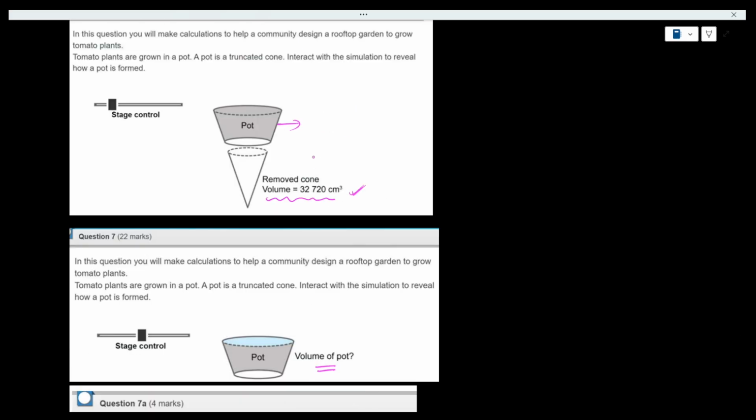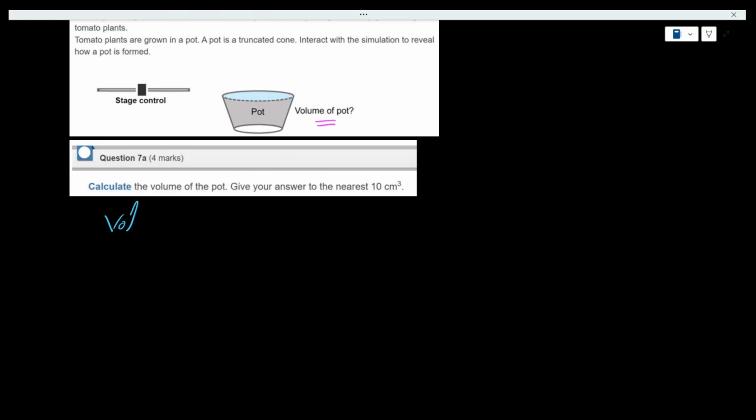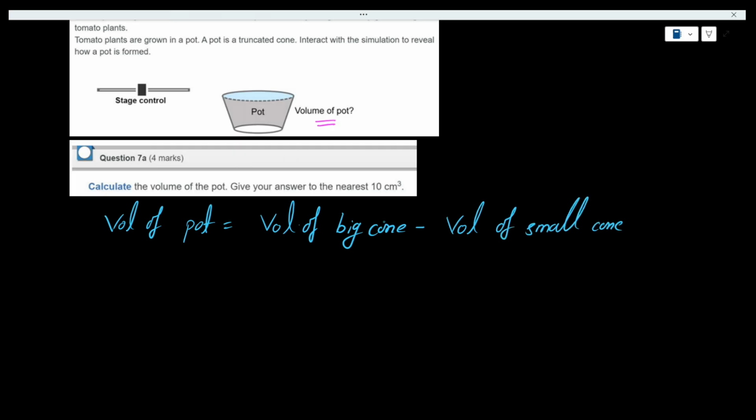So whenever this is there, how will you calculate the volume of a pot? This is a big cone here. So from this big cone, if I remove the small cone volume, you will be left with pot volume. Volume of pot is going to be volume of big cone minus volume of small cone. Now what is going to be the volume of a cone? 1 by 3 pi r square h.